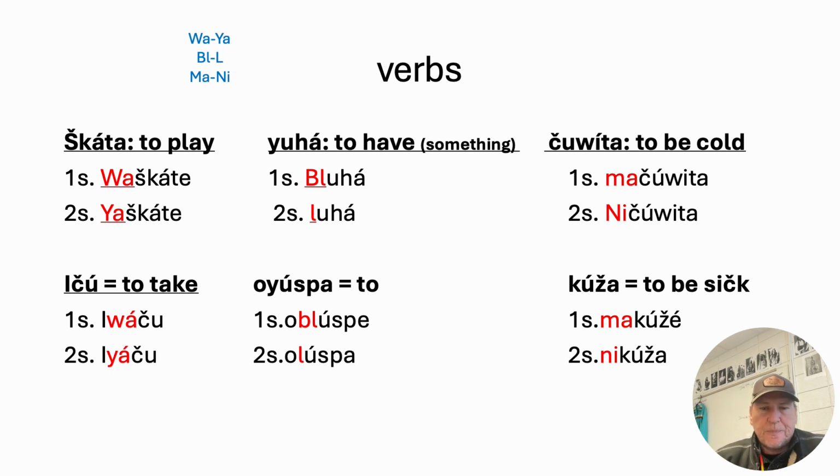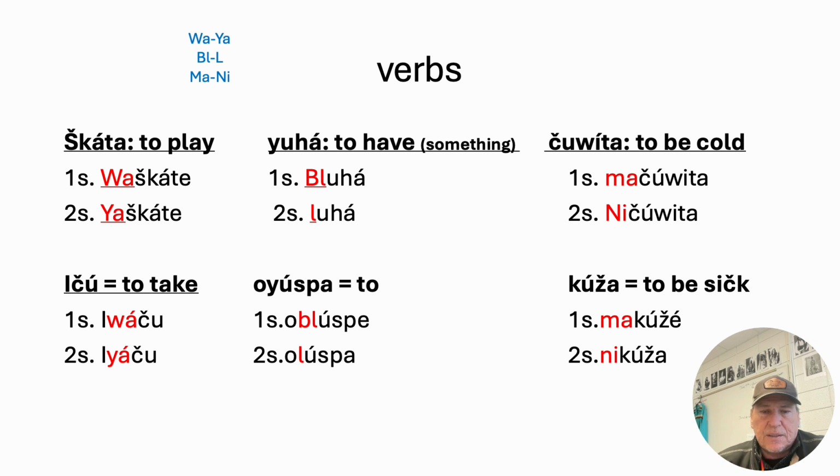So if we followed that rule, then we should know when it's wa for I, it's ya for you. So iwachu becomes iachu. Oyuspa, first person singular, meaning I. Obluspe. We want to flip that out. When it's BL for I, it's L for you, so just drop the B. Oluspa, you catch something. Makuje, all right? Flip the ma with the ni, nikuja, you are sick. Okay, so you just kind of have to catch on to that conjugation rule change.